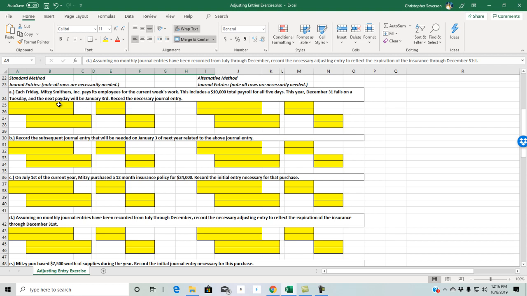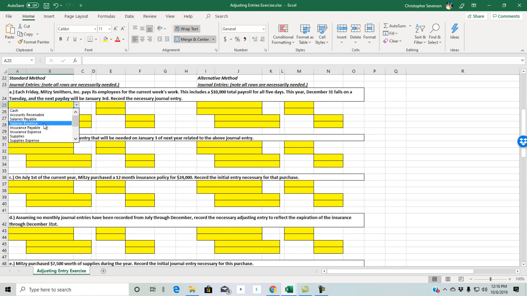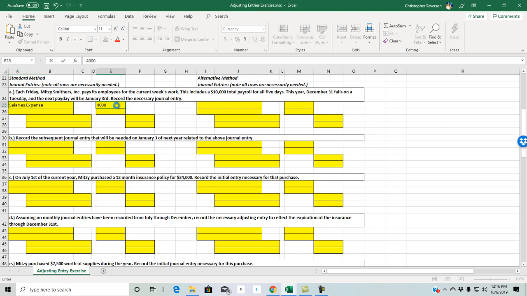So our first entry, since it's an accrual entry, is going to be the accrued expense, essentially. So we would debit salaries expense. Now notice the amount. $10,000 for 5 days. That means $2,000 per day, and we need 2 days of it. So $4,000 is what we're accruing here. The accrual entry is a debit to salaries expense, credit to salaries payable for $4,000. Now with these accruals, there is no alternate method, so it's the exact same.